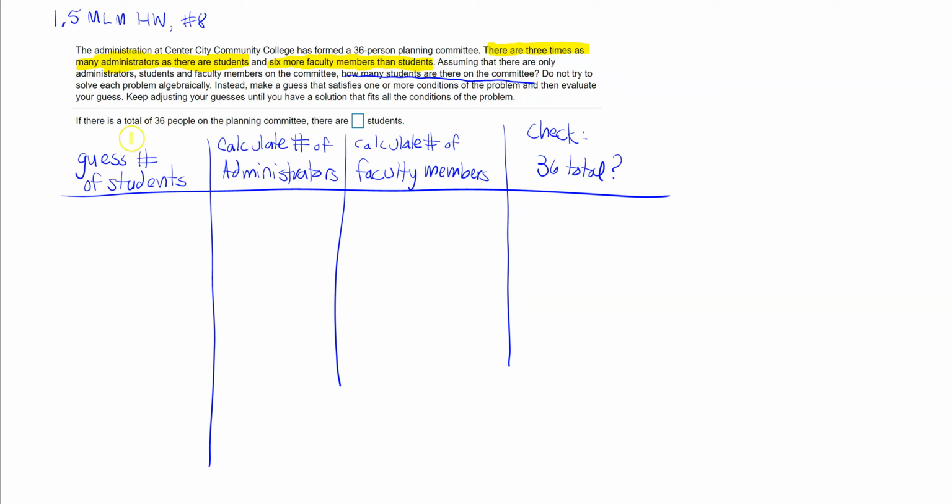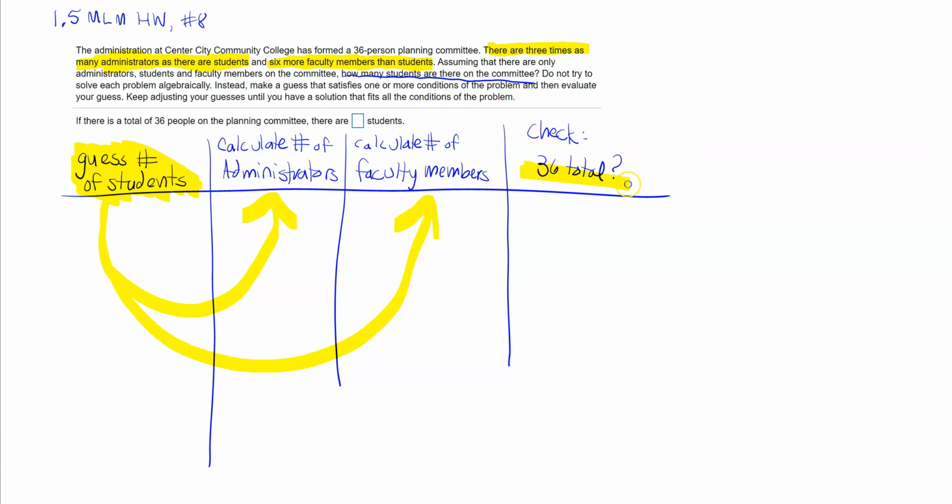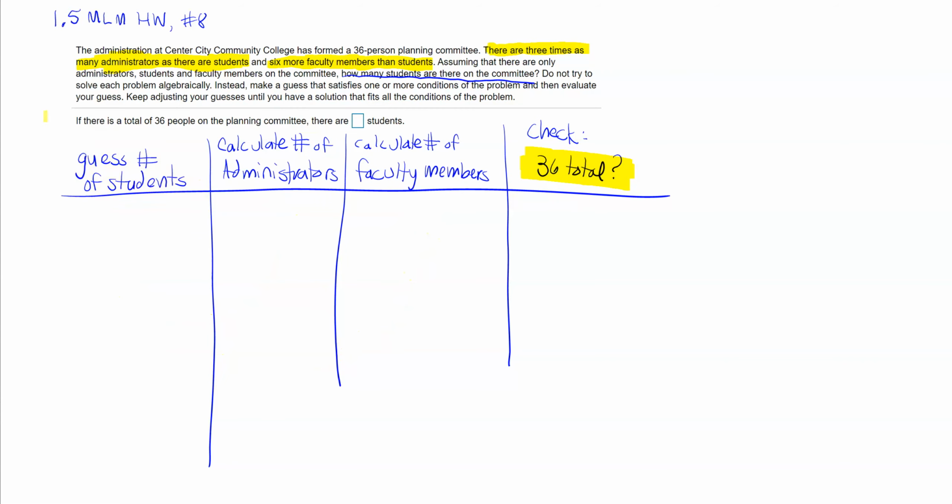So here's my table. I'm going to start by guessing a number of students. I'm going to use that guess to calculate the number of administrators, and I'm going to use that guess to calculate the number of faculty members. And then I'm going to check: do they really add up to 36 total people on the committee? I don't know. Let's check. So let's just guess a number for students. I know it has to be less than 36 because 36 is the total. So I'm just going to start with 10. I'm going to guess 10 students.